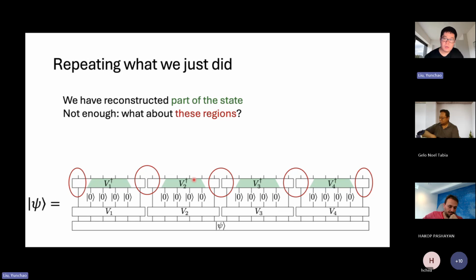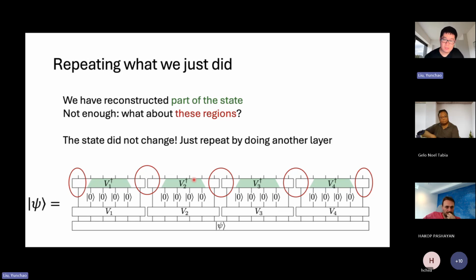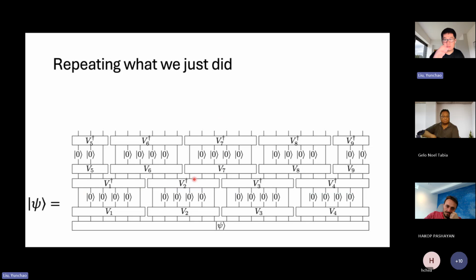Okay. And again, the idea here is that still, after all of these things, the state did not change at all. And maybe we can just repeat by doing another layer on top of this. Okay, but now this gets a little bit complicated because this is now the process of reconstruction, by repeating another layer on top of the first layer.